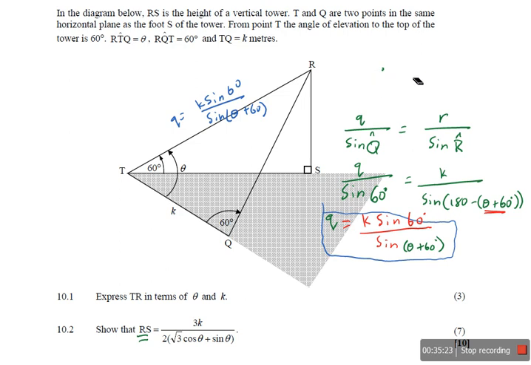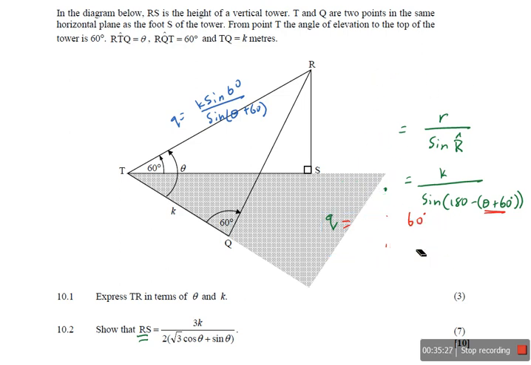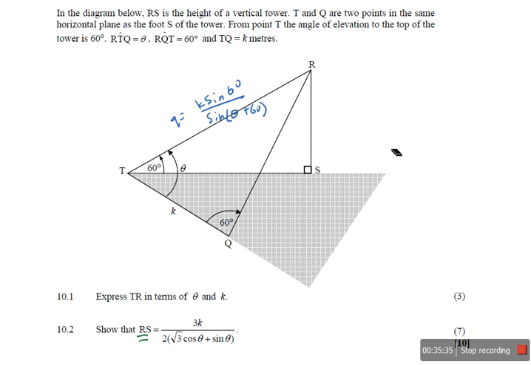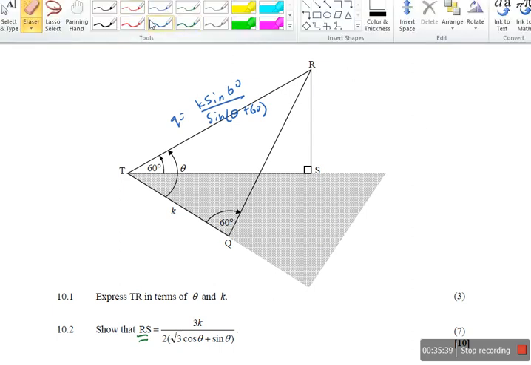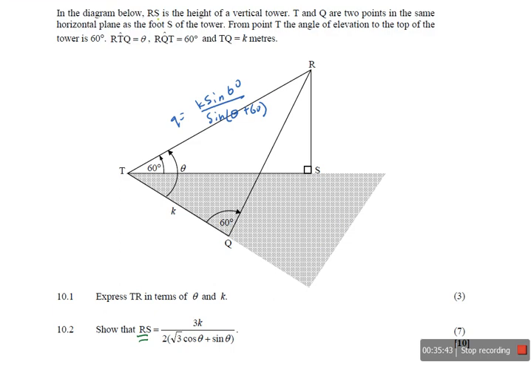So okay, let me erase all this working. Now we want to show the RS expression. Which one is RS, right? For RS we can use a trig ratio because here we have a 90 degree angle. So which trig ratio? It is sine. So we'll just say sine 60 degrees, because the angle I use is 60 degrees. Sine 60 degrees is equal to opposite over hypotenuse, right?